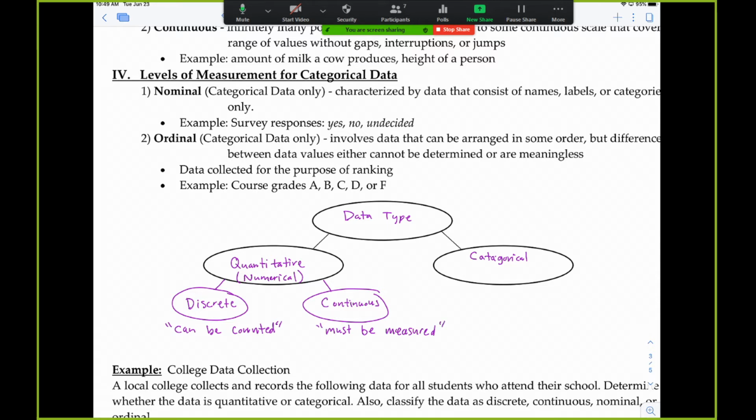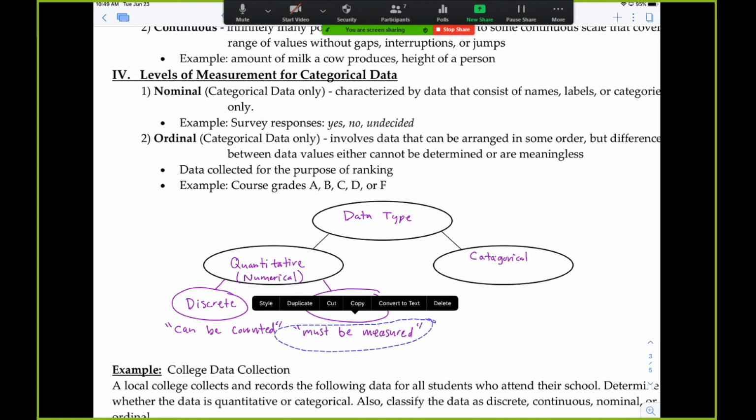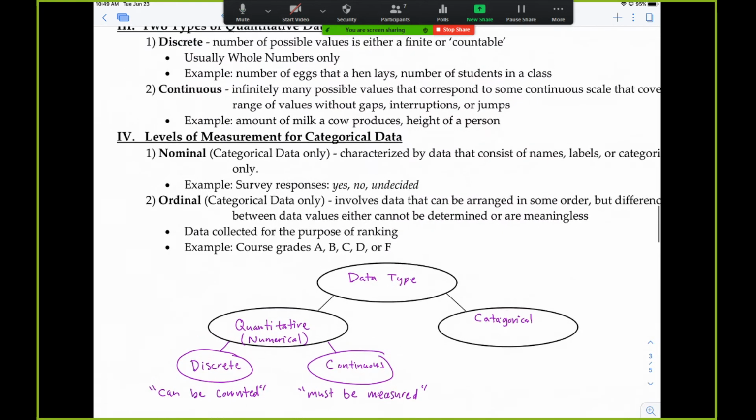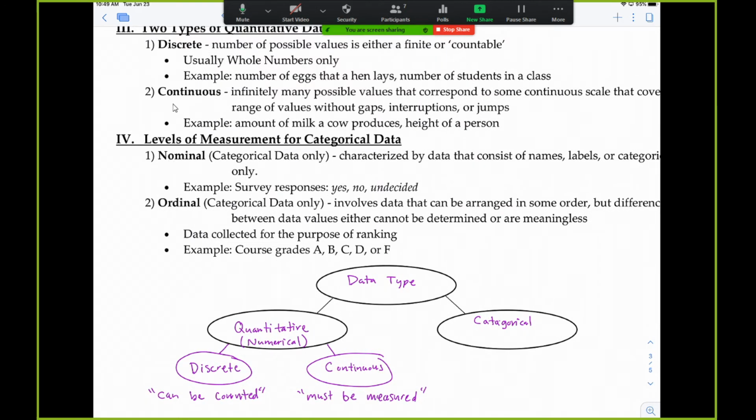Now, I put quotations around these because these are kind of shortcuts only. They don't work all the time. There are exceptions, but they usually work. So if you run into a problem where it may not work, go refer to the definition. So the definition for continuous is there are infinitely many possible values that correspond to some continuous scale that covers a range of values without gaps, interruptions, or jumps. Now, what the heck does that mean? An example would be the amount of milk a cow produces.